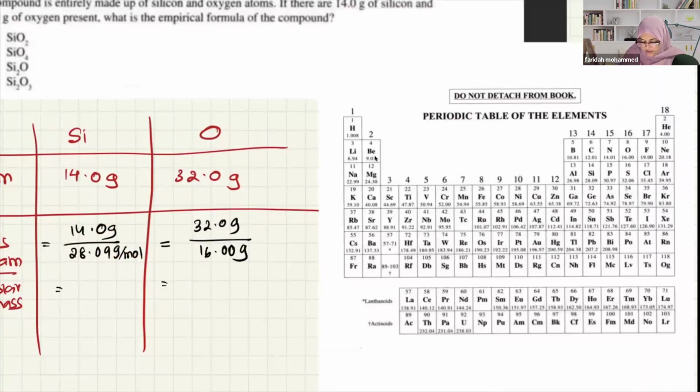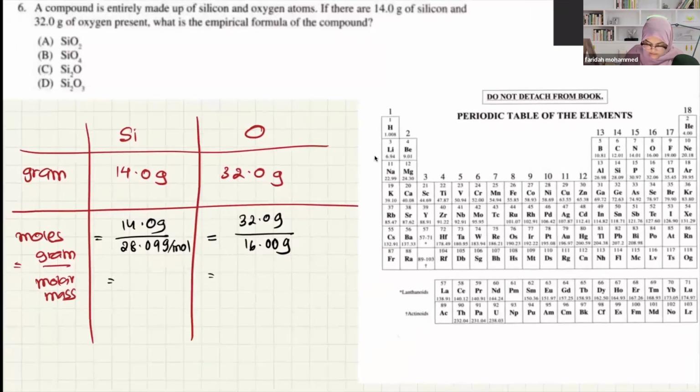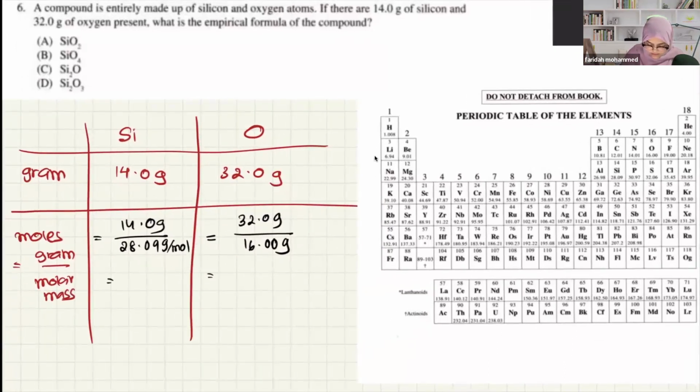Doing this, you can use your calculator too, and we can find the number of moles. So we have 14 divided by 28.09, which gives 0.4984 moles. And here we have 32 divided by 16, which is 2.00 moles.